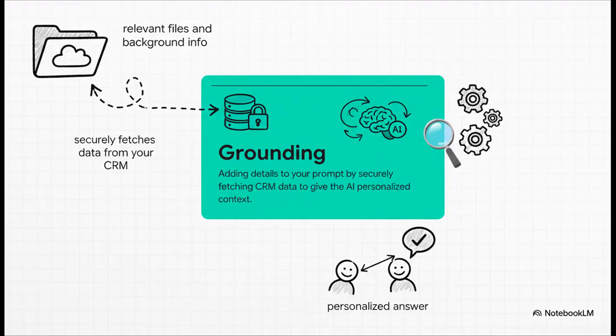The first concept you got to understand here is grounding. And honestly, the best way to think about it is this. You wouldn't ask your coworker for help on the project without giving them the files they need, right? Grounding does the exact same thing for the AI. It securely grabs specific, relevant data from your CRM to give the AI the context it needs to give you a genuinely helpful answer. And, this is key, it does it all while totally respecting your existing user permissions.